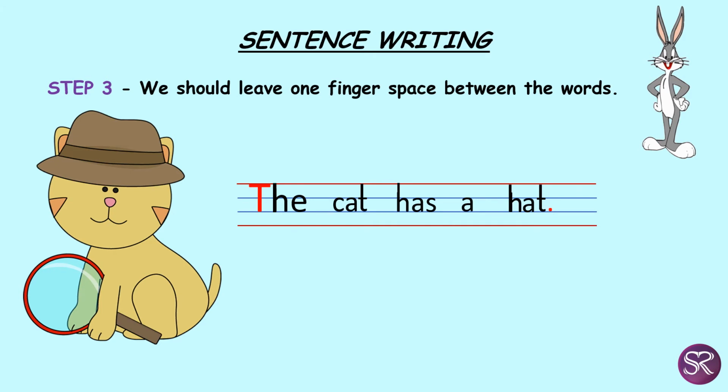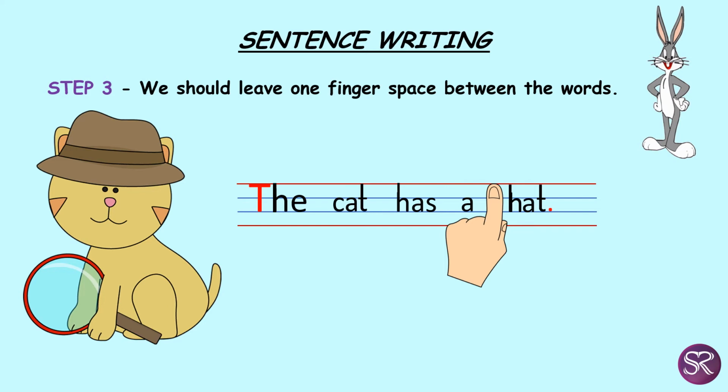This is how I wrote. First I wrote the, then I kept my pointer finger after the and wrote cat. After that I removed my pointer finger and kept after cat and wrote has. And I continued till the end of the sentence and at the end I kept the full stop. This is how I have finished writing my sentence. This is the correct way of writing the sentence.